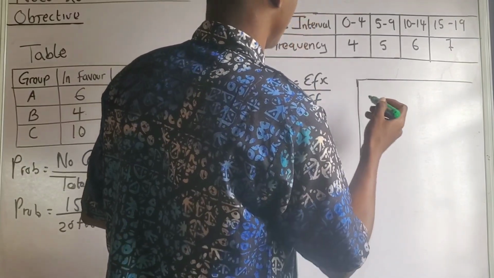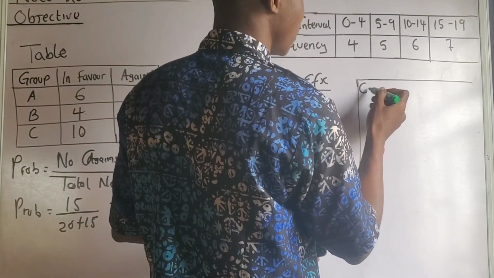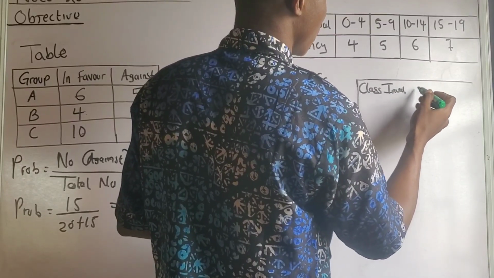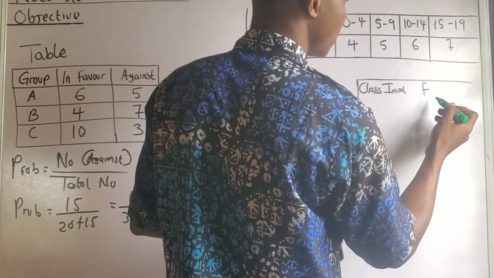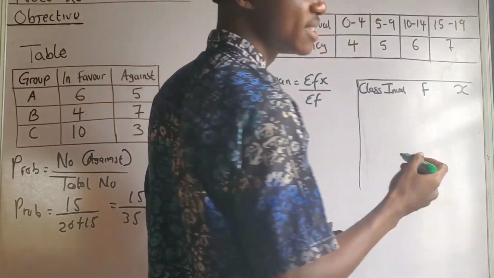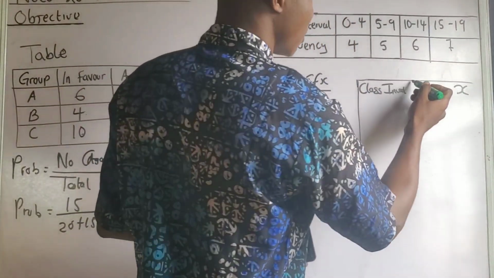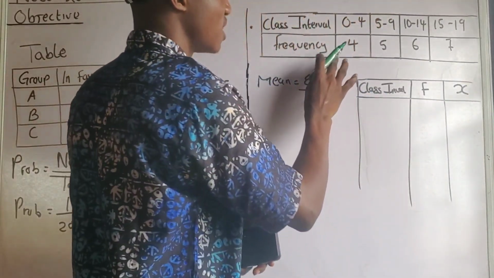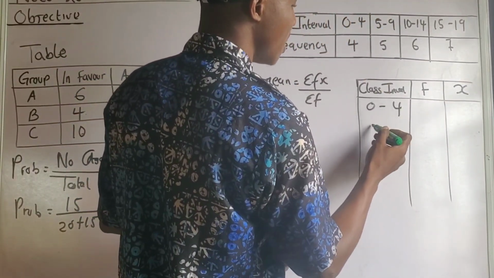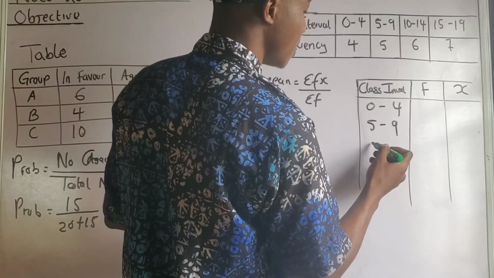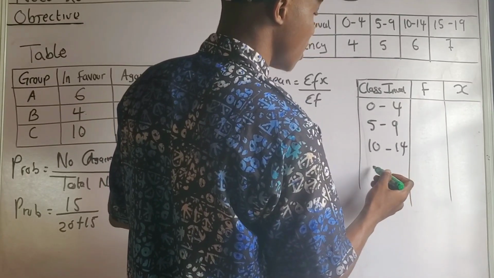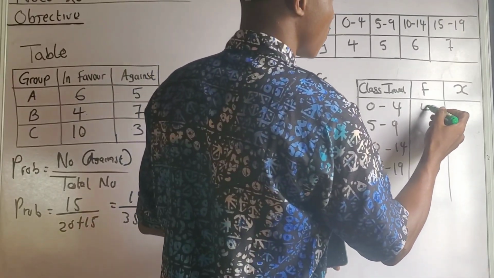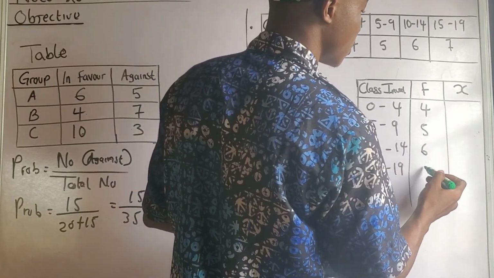Let this represent the class interval. This is the frequency. Now we need x. X is the midpoint of the class interval. Please pay attention. The first class interval is 0 to 4. The next is 5 to 9. The next is 10 to 14. The next is 15 to 19. Now the frequencies are 4, 5, 6, 7.